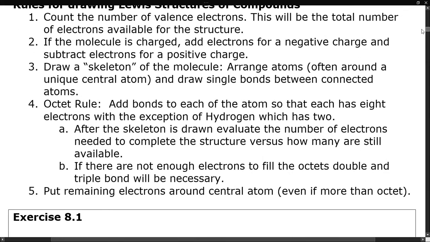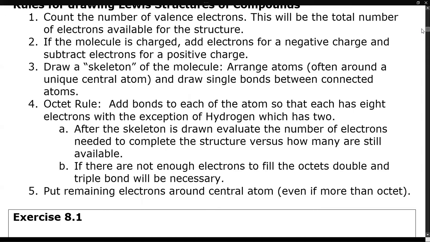So here are the rules. Count the valence electrons. That'll be the total number of electrons available on the structure. If the molecule's charged, we're going to add or subtract electrons to account for that. Then we're going to draw a skeleton for the molecule. That is, every atom has to be attached to at least one other atom in the molecule with a single bond at least. Then you want to obey the octet rule. Try to add bonds or non-bonding pairs so that the number of electrons is 8 on everything except for hydrogen. And sometimes that's not possible.